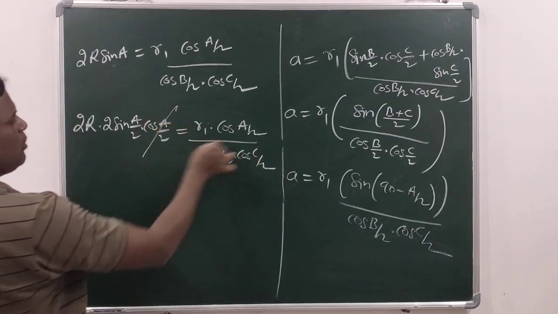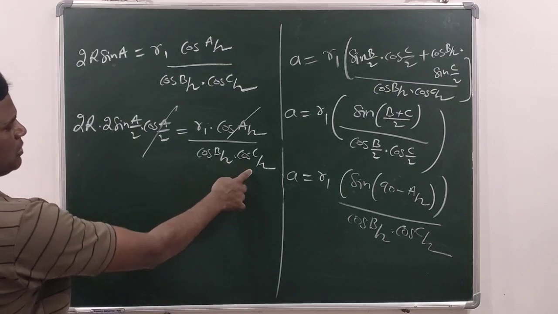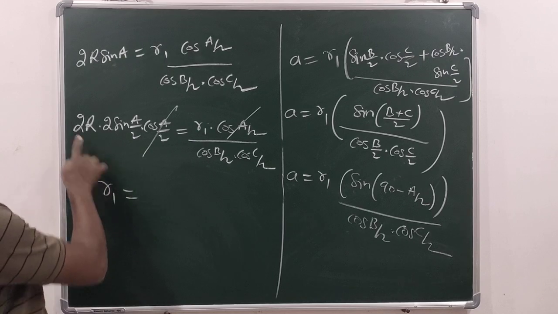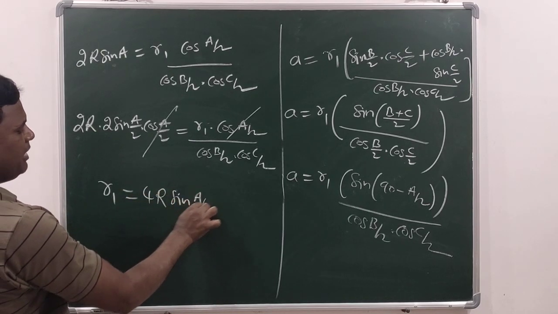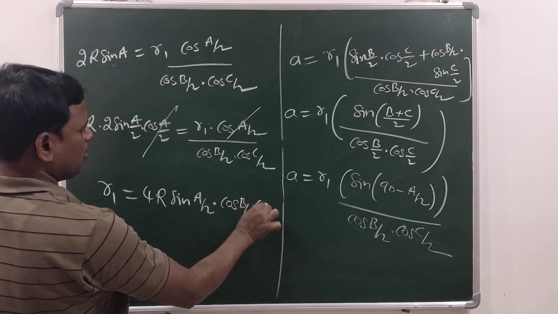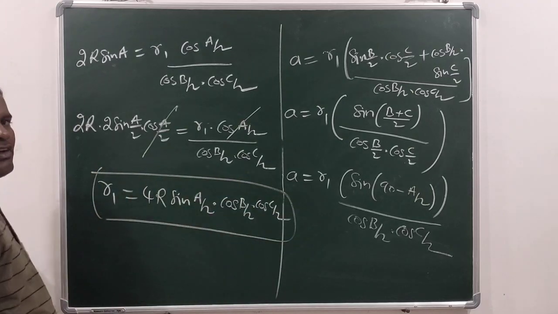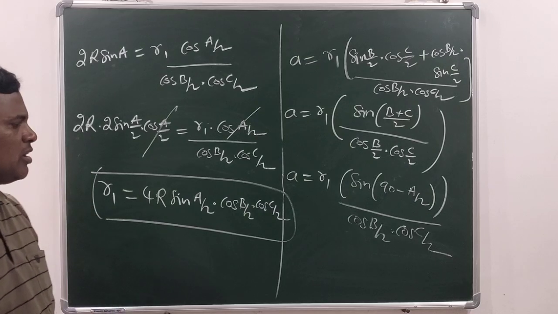Now cos(A/2) cancels. Students, now bring both of them to the left side, so how much do you get for r1? 2 2s are 4: 4R sin(A/2) cos(B/2) cos(C/2). So this is one more relation for r1: 4R sin(A/2) into cos(B/2) cos(C/2).